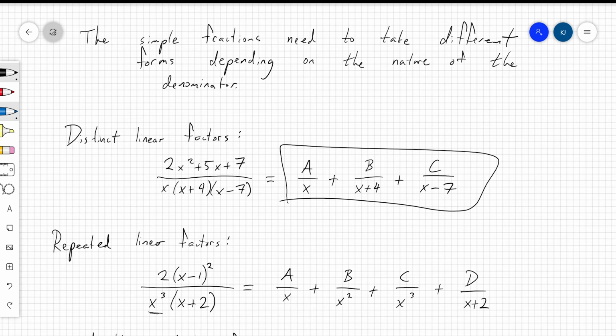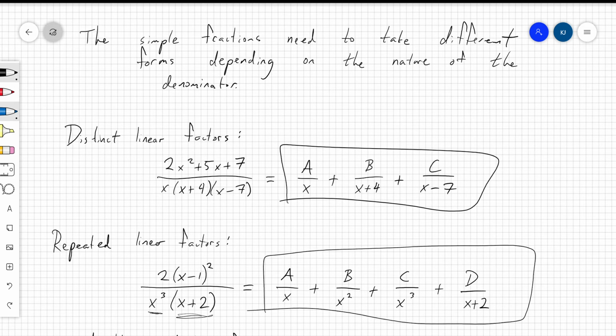Each one of them will get their own coefficient up top. So they'll have an A, B, and a C. And you need to find those values. For this x plus 2 factor, that's also going to get its own fraction. So the same rules apply for distinct linear factors, even if they appear alongside repeated linear factors. Okay, so if you just have a unique linear factor, it's still going to get its own fraction like this. And for this one, your answer would look something like this, but you would need to find A, B, C, and D.